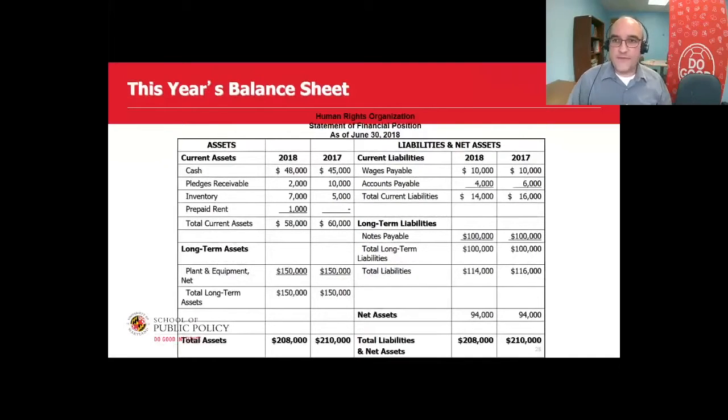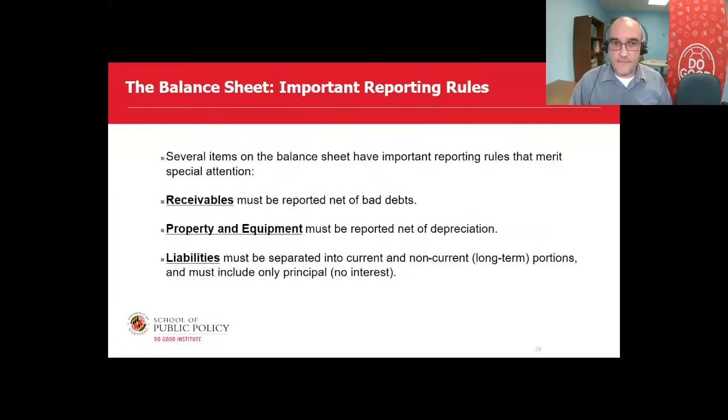Again, you see that for 2017 as well as 2018, total assets equals total liabilities plus net assets because the fundamental equation of accounting always needs to be in balance. So hopefully that shows you the basics of how a balance sheet works.